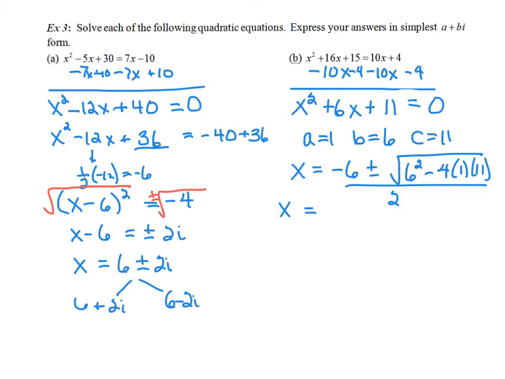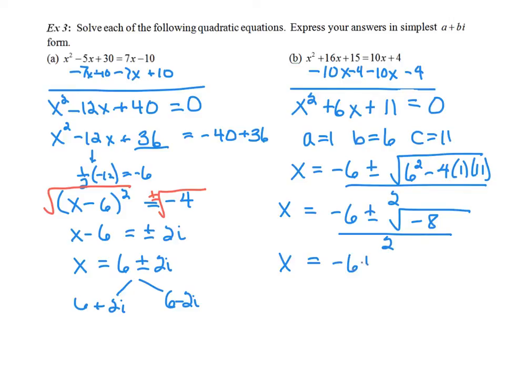So I get for my solution negative 6 plus or minus. We can either do this on our calculator or in our head. 6 squared is 36. 36 minus 44 is negative 8, all over 2. Now let's see what happens when I simplify this radical.